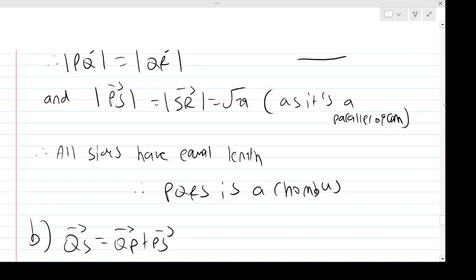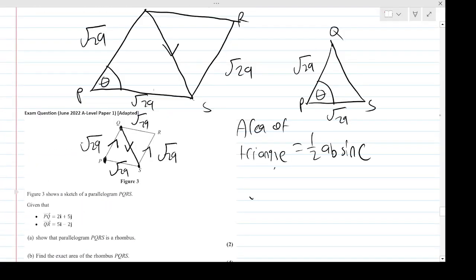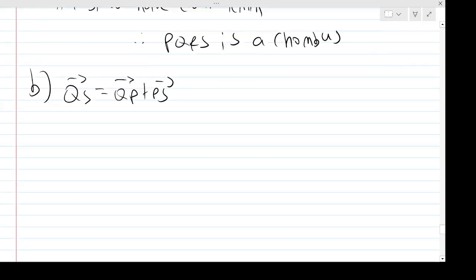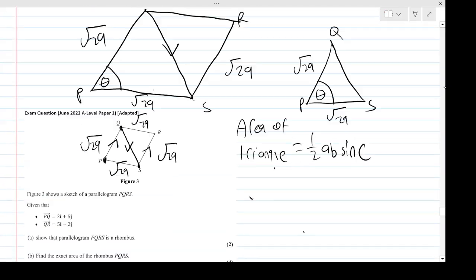But for Q to P, I'm given P to Q, and I want Q to P, so it's going to be the negative of that. So it's going to be negative PQ, add PS. But actually, PS then, if we go back to my diagram, let me get rid of these lengths. Probably a bit unclear.